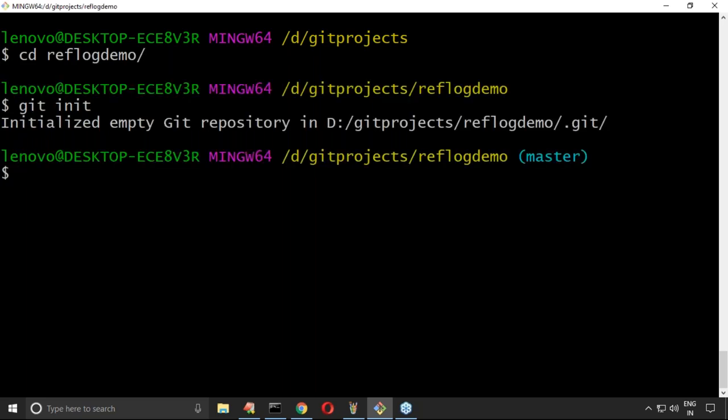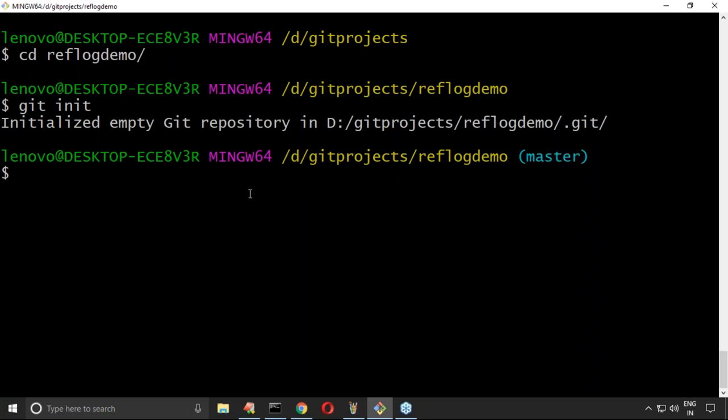Now take a bit special care. How many branches are available by default? Can you please confirm? Only one branch by default. Which branch is that? The master branch.